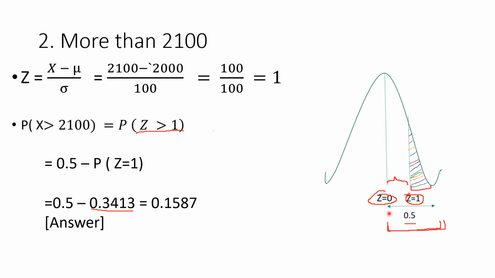Okay, just to repeat, you have to calculate the probability of this shaded area. How will you get it? Probability from this point to this point is 0.5. Take this probability and subtract this area probability and you get the desired result.